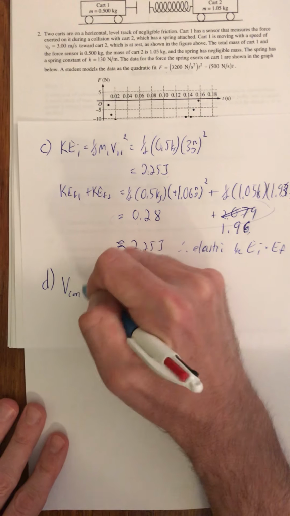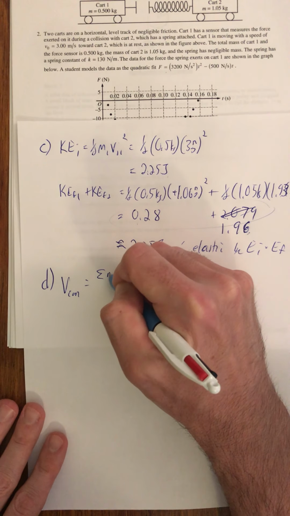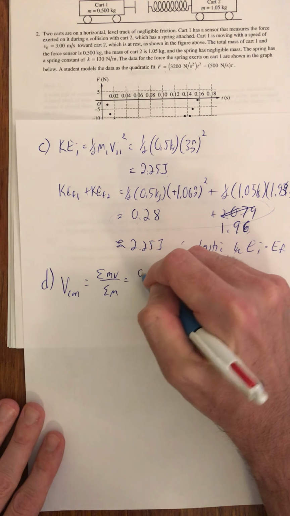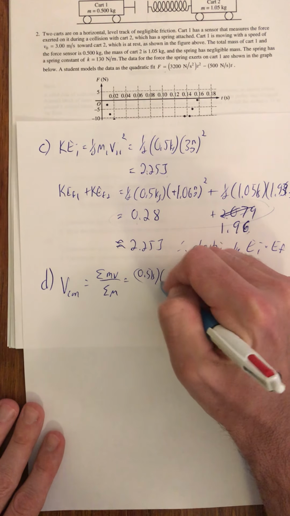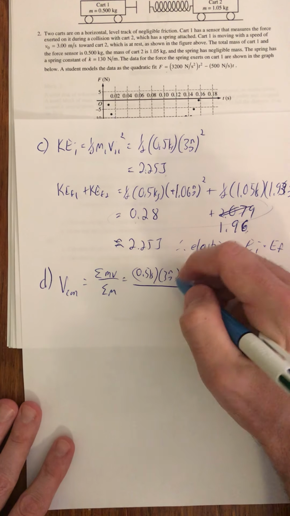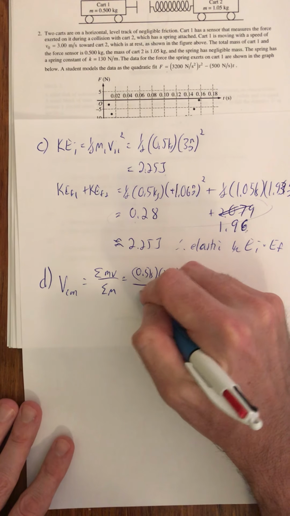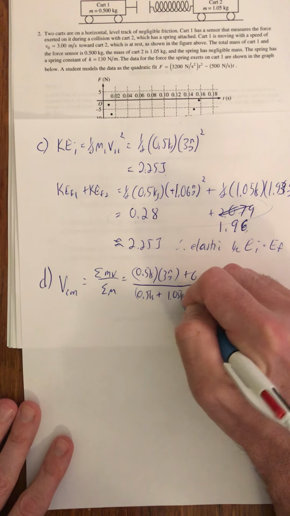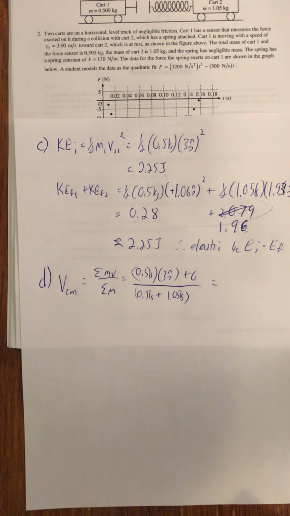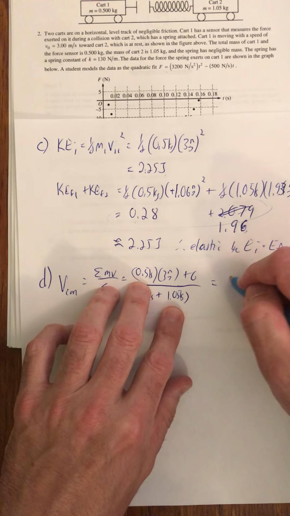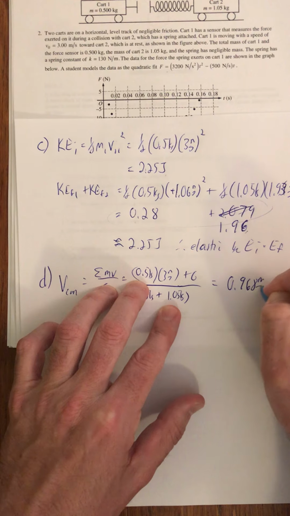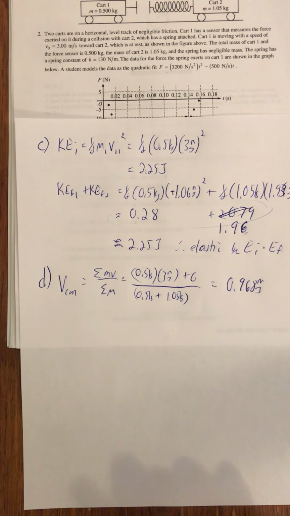So the COM is equal to the sum of the MVs over the sum of the Ms. So that's going to be 0.5 kilograms times 3 meters per second, plus 0 for that term, all over 0.5 kilograms plus 1.05 kilograms. That gives us 1.5 divided by 1.55, which is 0.968 meters per second. So that is the velocity of the center of mass of the system.